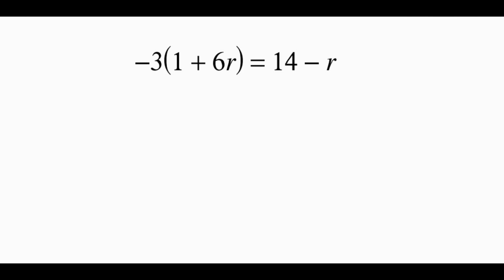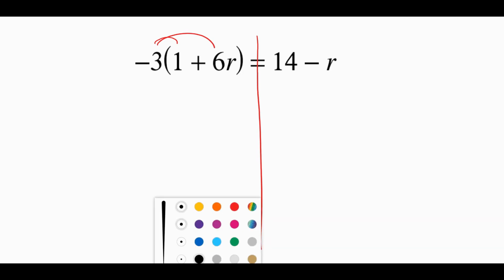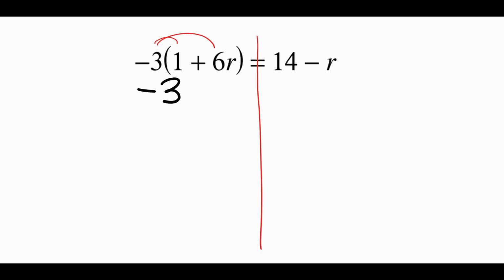Negative 3 times 1 plus 6r in parentheses equals 14 minus r. So I'm going to draw my line down the center and I'm going to distribute first. Negative 3 times positive 1 is negative 3, and negative 3 times positive 6r. Negative times a positive is a negative. 3 times 6r is 18r. And I'm going to bring down the equal sign, bring down the 14 minus r.